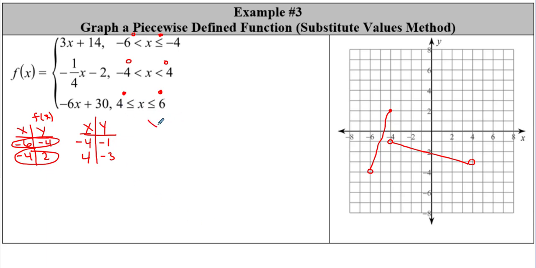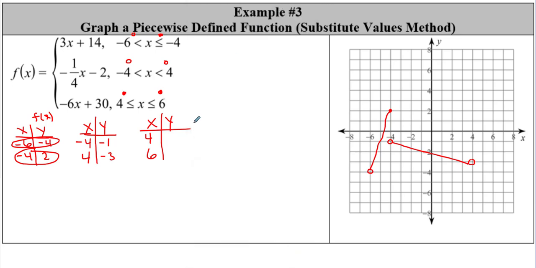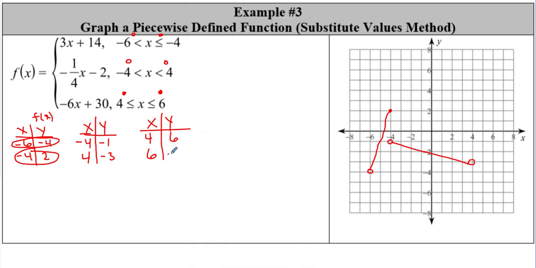Alright, and then our last one, we need another XY table, and we're going to do 4 and 6. And now we are looking at the third row. So when x is 4, we have a +6. And when x is 6, we have a -6. So at 4, 6, we have a closed dot. And then at 6, -6, we also have a closed dot. And then we got this line going down this way.